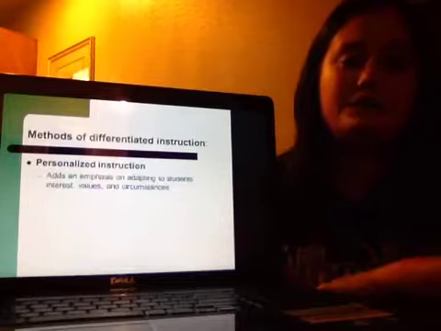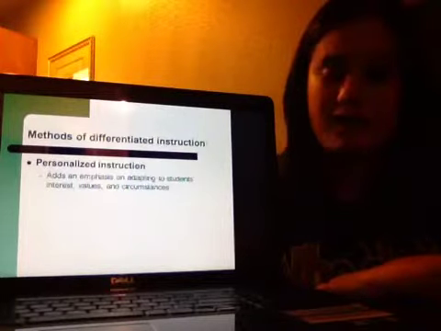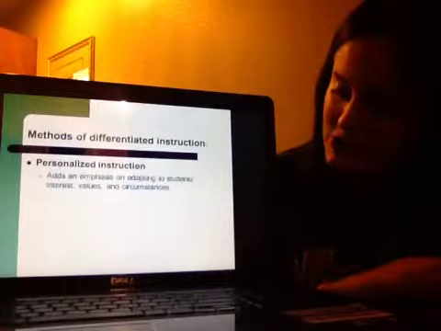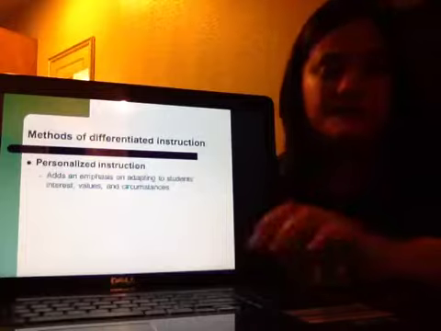Another method of differentiated instruction is personalized instruction, and this instruction adds an emphasis to adapting to students' interests, values, and circumstances.